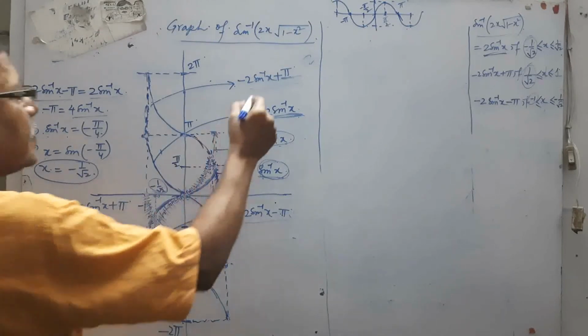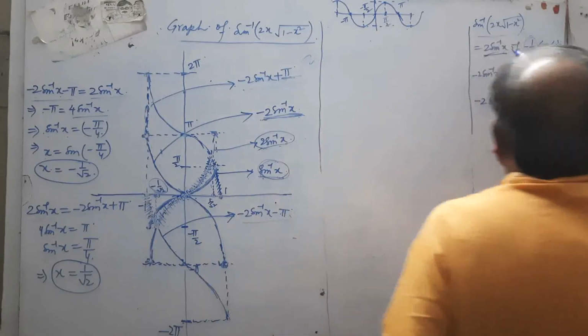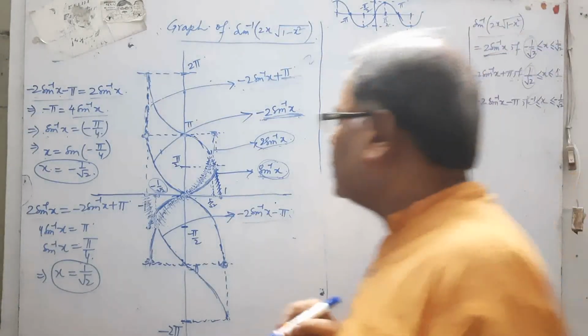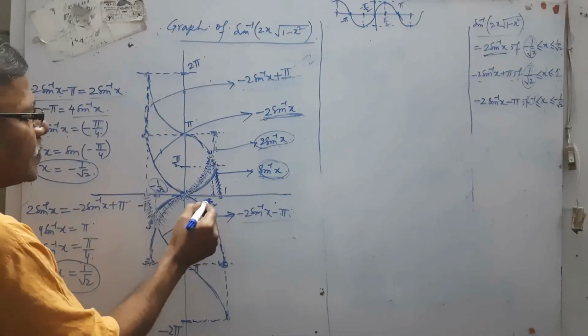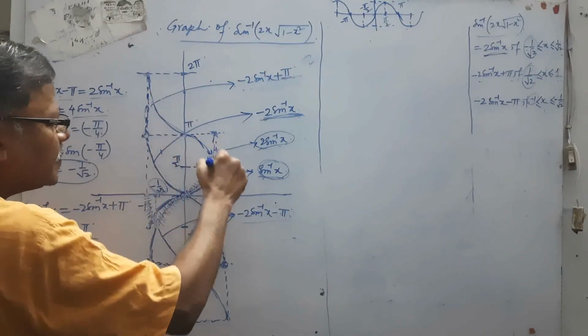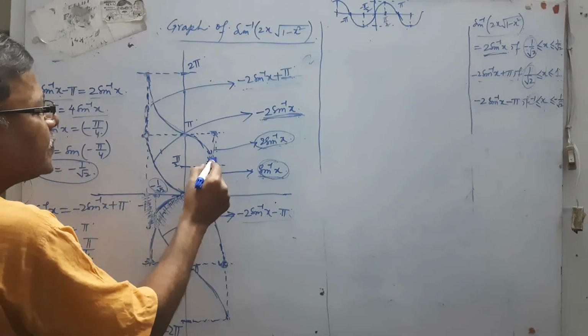Now coming to this minus 2 sin inverse x plus pi, that is defined, means this whole thing is equal to this one if x is greater than or equal to 1 by root 2 and less than or equal to 1, which is what from here to here we have to consider. And this graph, that is minus 2 sin inverse x plus pi, only this portion will be considered.